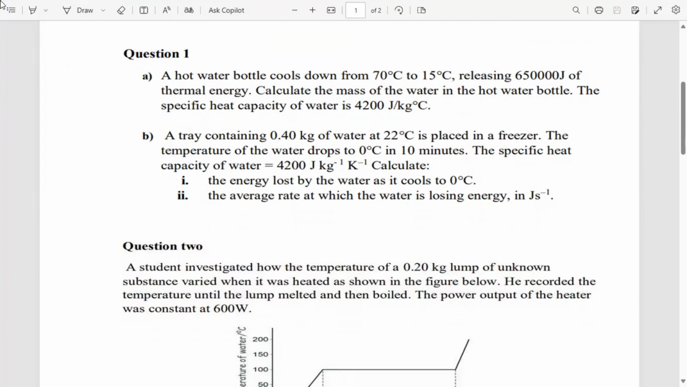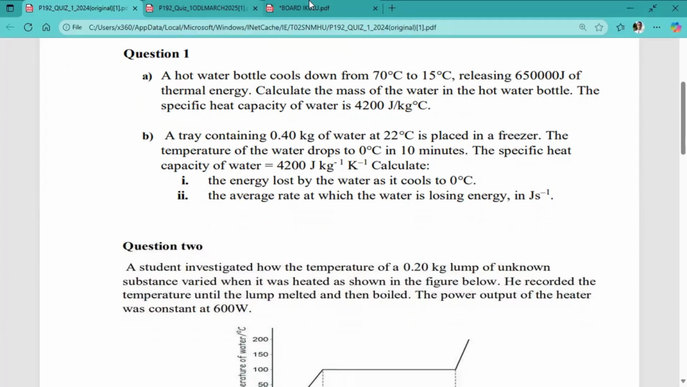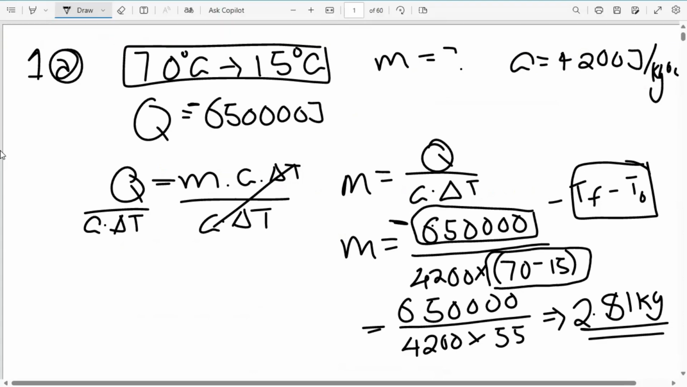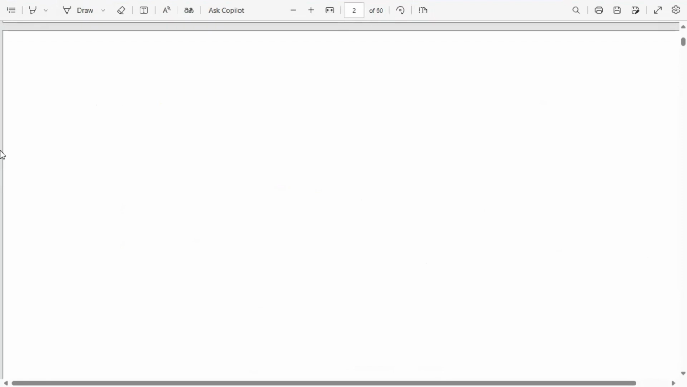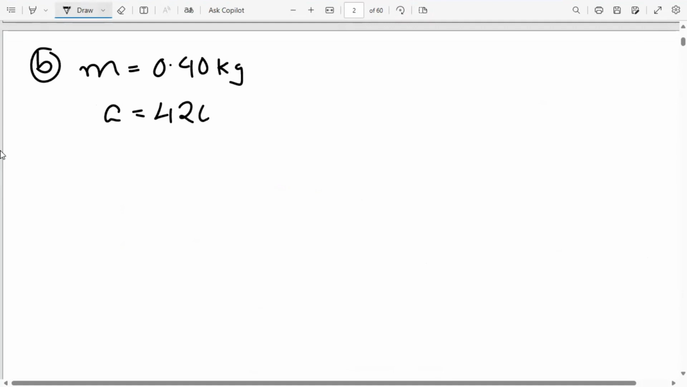Okay, so this is also a straightforward question, and it is also talking about specific heat capacity, fortunately. So for my question 1B, we've been given the mass of this substance to be 0.40 kilograms. Then we've been given the specific heat capacity of the water to be 4,200 joules per kg Kelvin. So this is actually the same.